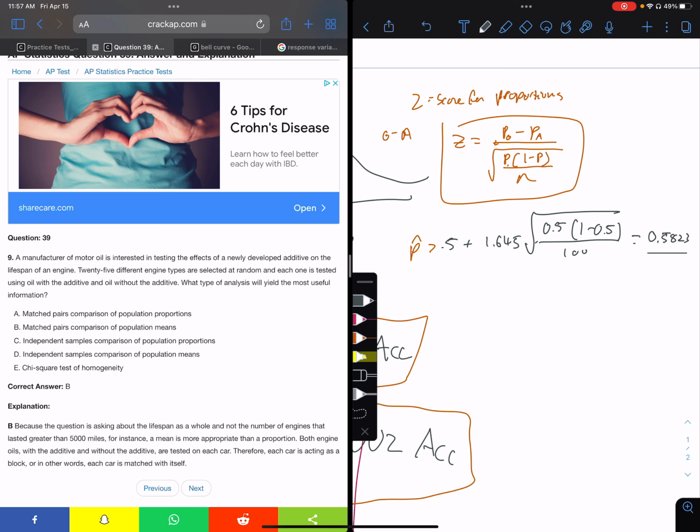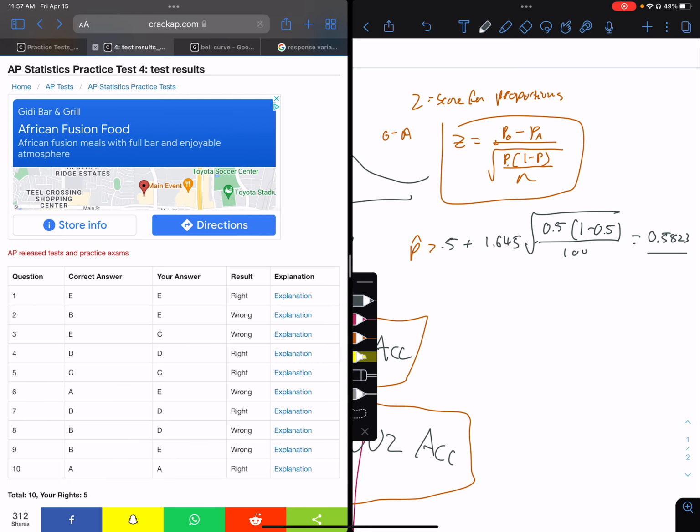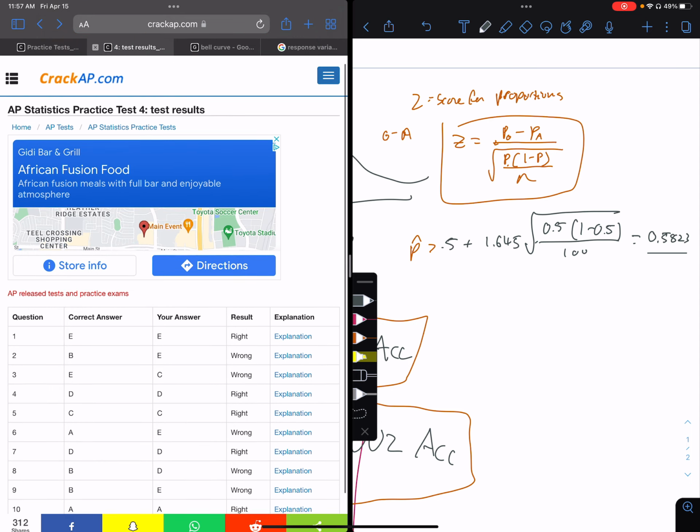A mean, a lifespan. Both engine oils, with the additive and without the additive, are tested with each car. Therefore, each car is acting as a block. In other words, each car is matched with itself. 25 different engine types at random were tested with and without the additive. So it's a block, being matched with itself. I just have to review what the different types of tests are, but essentially, yeah.